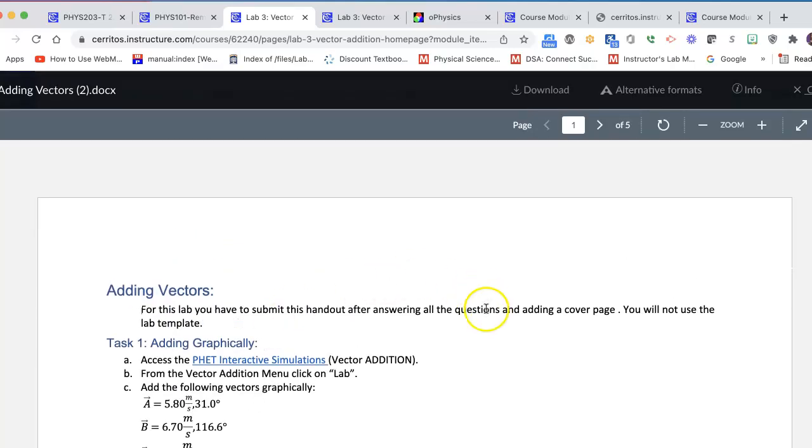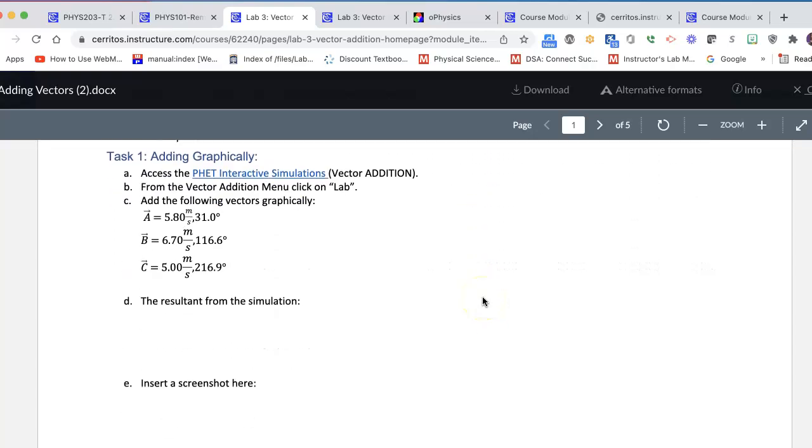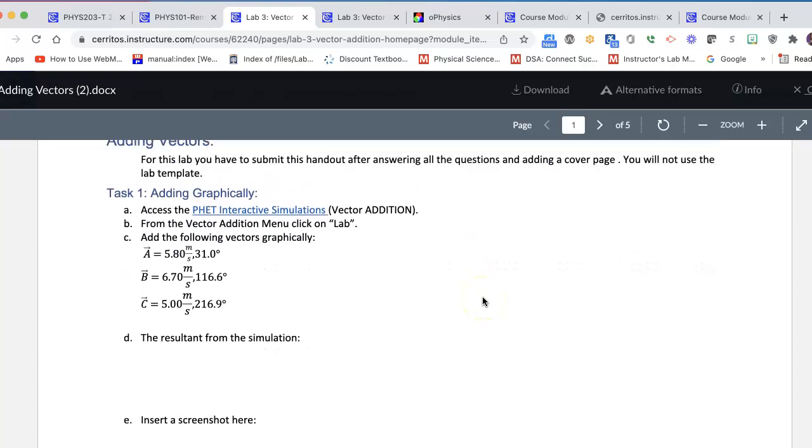You should have a cover page. It should be all typed. You will not be able to submit anything handwritten; I will not accept it. You will also not use the lab template. Now let me tell you how we are going to work with the lab.